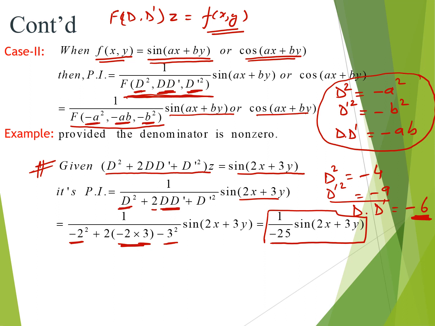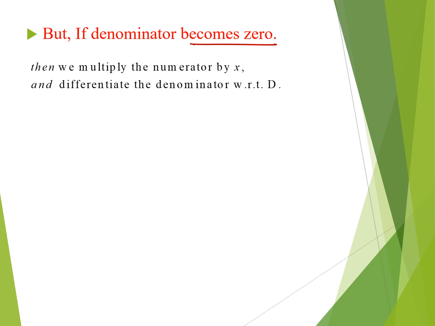Remember, you have to find out the CF also. If the problem is in the examination, solve the given differential equation: first you have to find out the CF, then you will go for the PI portion. But if the denominator becomes 0 in a similar way, then the same thing will happen: multiply the denominator with x, multiply the numerator with x, and differentiate the denominator with respect to D.